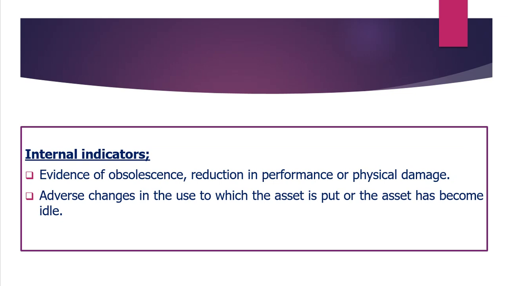Then reduction in performance. A very good example is when you buy a motor vehicle carrying, let's assume, 15 tons. But after some time, you find that it can no longer carry even 5 tons. Now, that is an indicator of reduction in performance, and therefore, it shows that the asset is impaired.